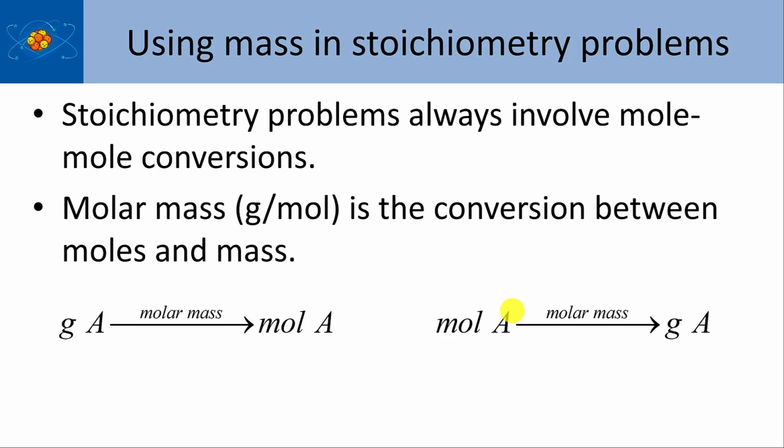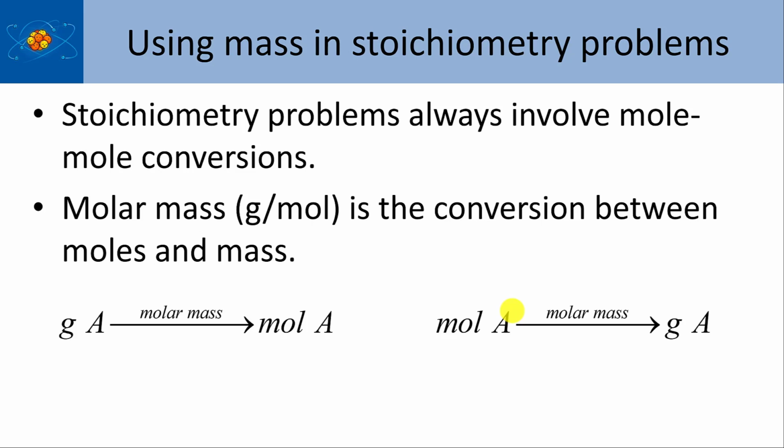The way we get between moles and mass is always what we have known as the molar mass. It's the grams per mole. So if you have grams of A and you want moles of A, what you'll end up doing is using molar mass to convert.